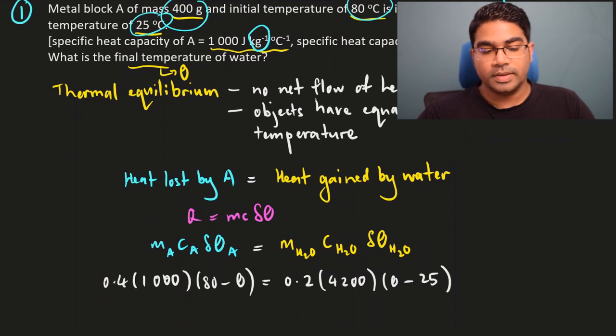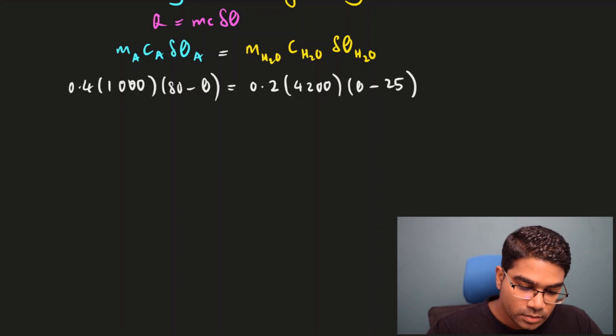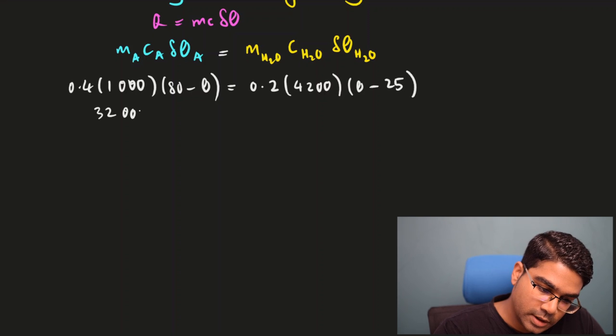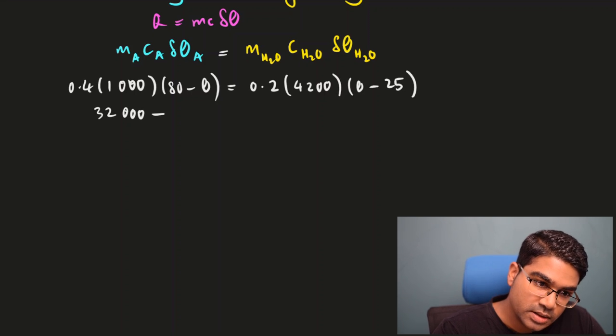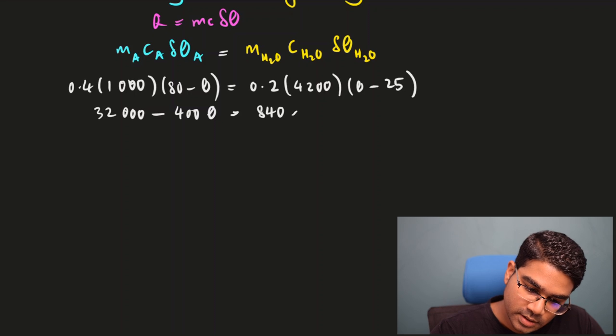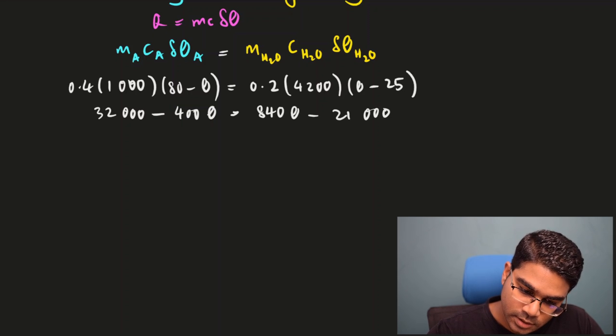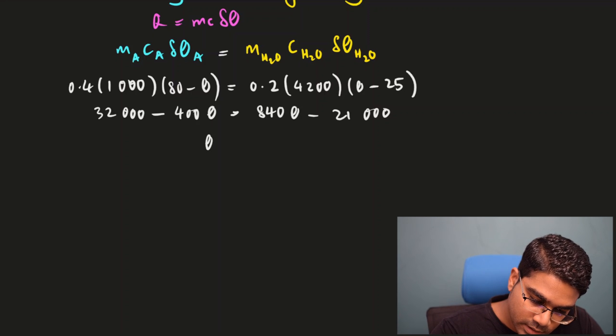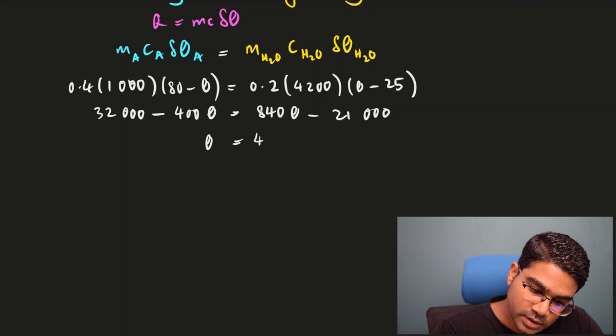Alright. Now all we have to do is simplify and solve for theta. As we work this out, we will get 32,000 minus 400 theta equals 840 theta minus 21,000. So you can go on and complete all the steps. The final answer we will get is theta equals 42.7 degrees Celsius.